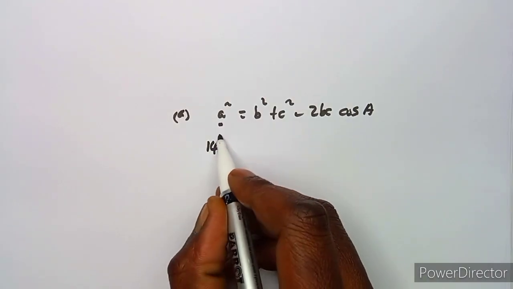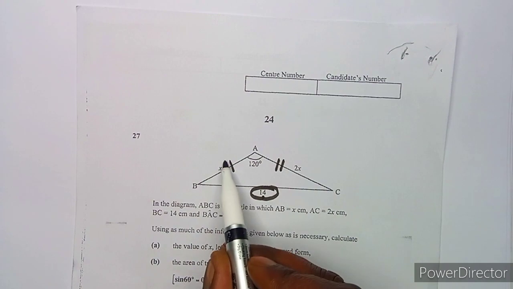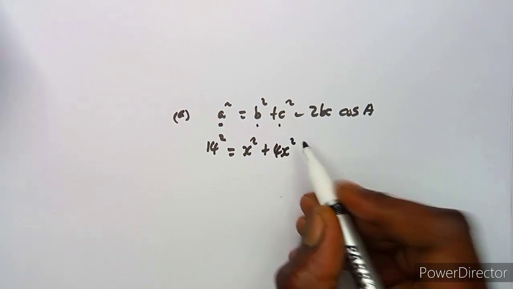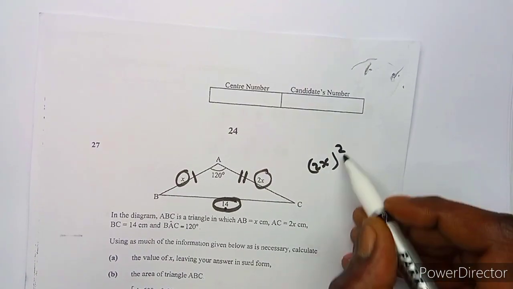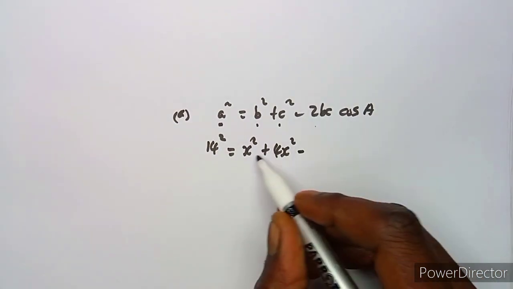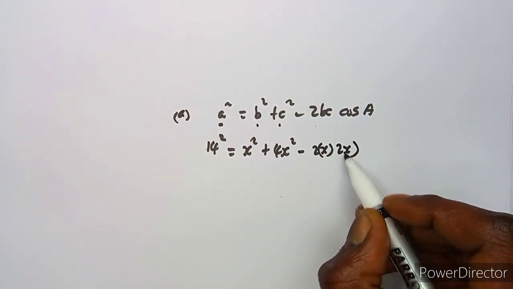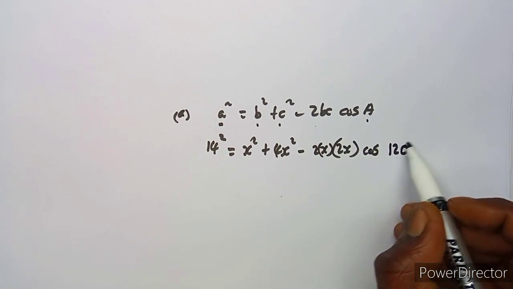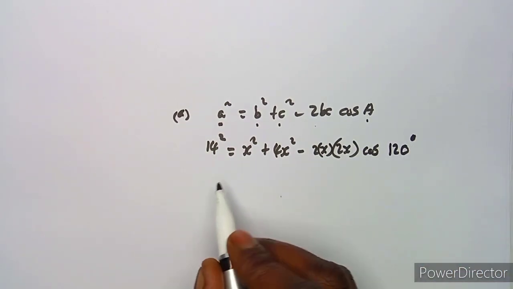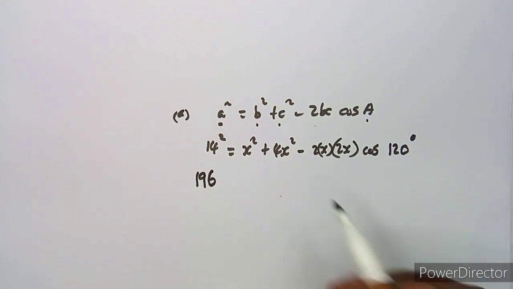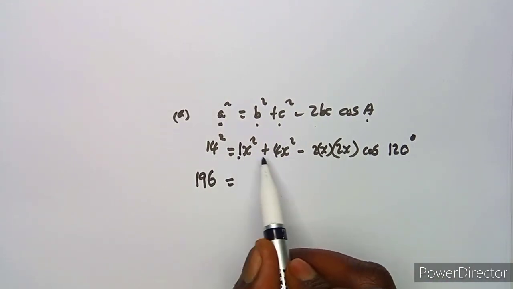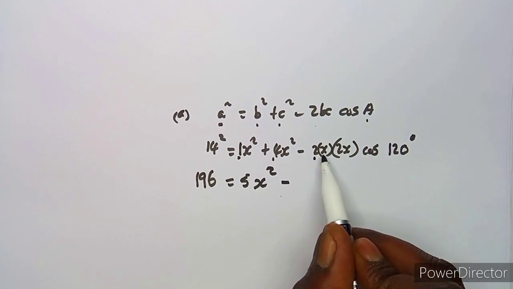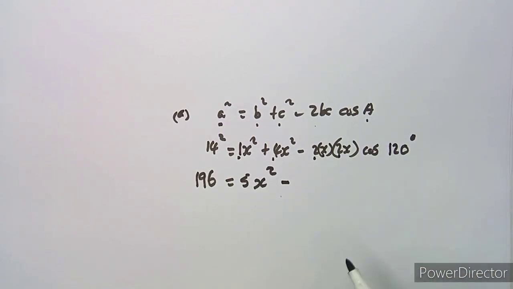So we're going to use it as 14 squared is equal to b and c, which are these sides, x and 2x. So it's going to be x plus 2x squared, which gives us 4x squared, minus 2bc, which is 2 times x times that 2x, cos of A, which is the angle in between these sides, which is 120 degrees. Okay, so that's it, guys. So 14 squared is 196, 14 times 14. Here we're going to add like terms, 1 plus 4, which is 5x squared, minus 2 times 1 times 2, which is actually 4x squared.